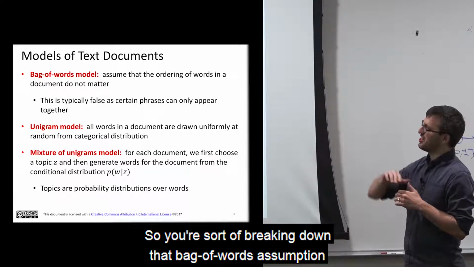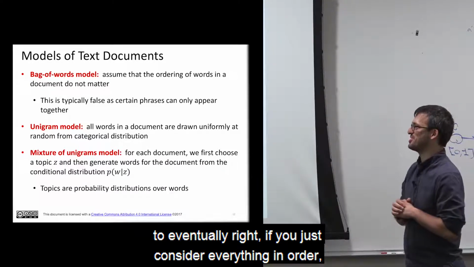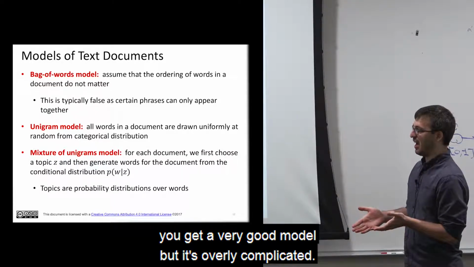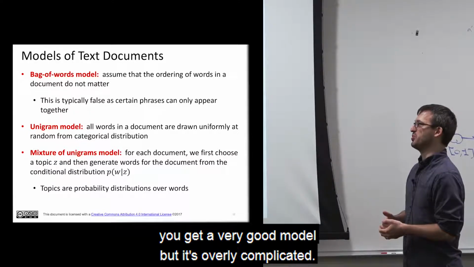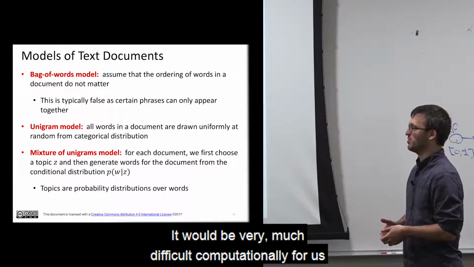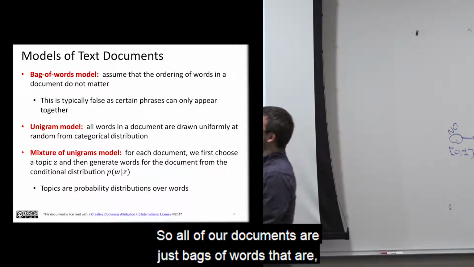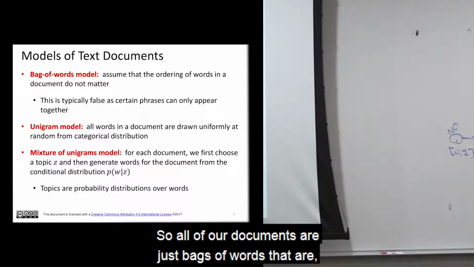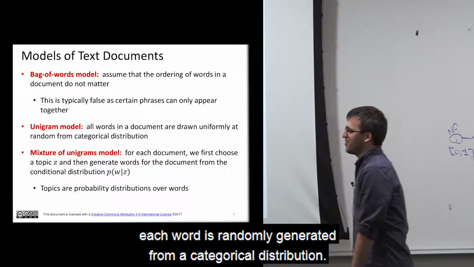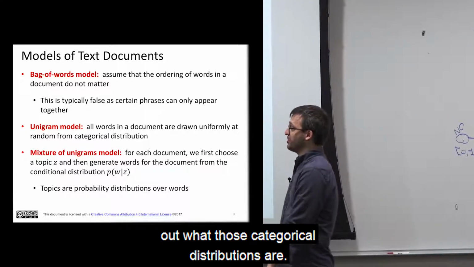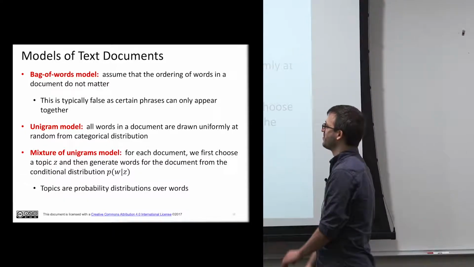So you're sort of breaking down that bag of words assumption until eventually, if you just consider everything in order, you get a very good model, but it's overly complicated. It would be much too difficult computationally for us to actually fit such a model. So all of our documents are just bags of words, and each word is randomly generated from a categorical distribution. The last thing to specify is how we figure out what those categorical distributions are.